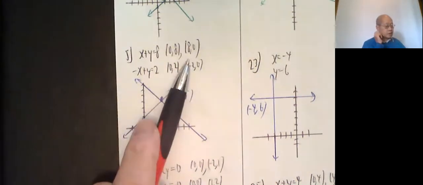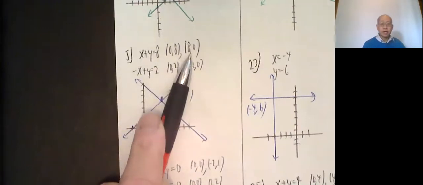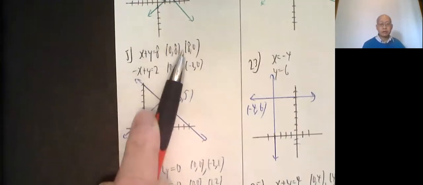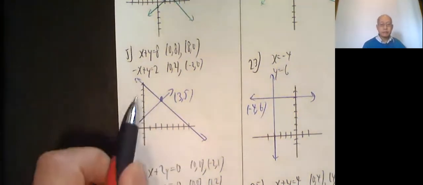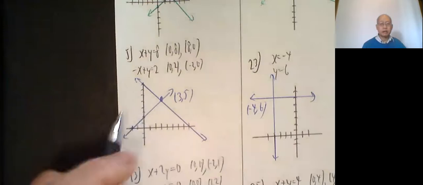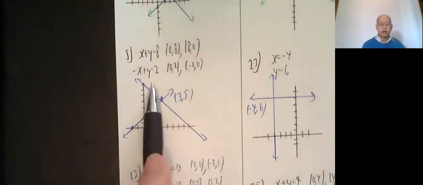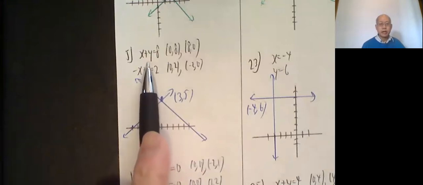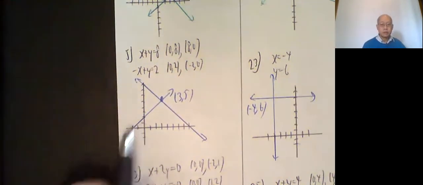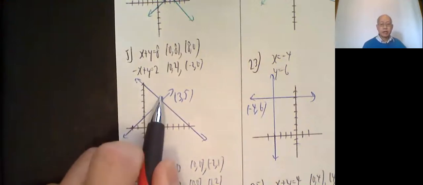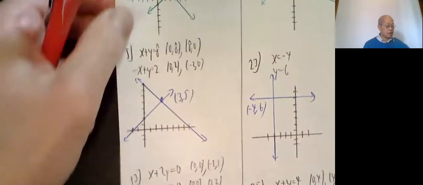Number 5, x plus y equals 8, negative x plus y equals 0. Again, I just plug in the zeros. When x is 0, cover that up, y equals 8. Likewise, when y is 0, x equals 8. So 0, 8, and 8, 0, connect them. Second one, negative x plus y equals 2. Plug in x is 0, y equals 2. Plug in y equals 0, negative x equals 2 means x is equal to negative 2. 0, 2, negative 2, 0, connect them, and they seem to touch at roughly the point 3, 5. And if you plug in 3 and 5, you should check.